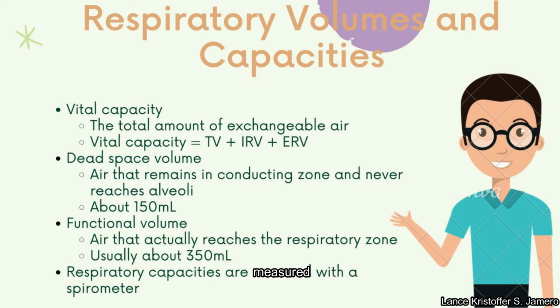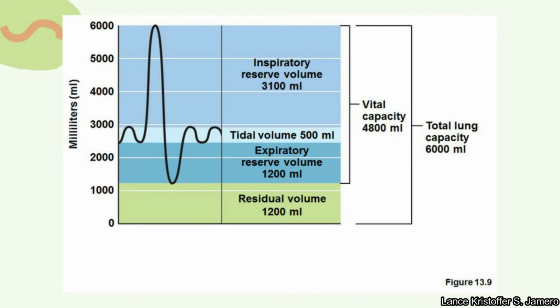Finally, we have the functional volume, which is the air that actually reaches the respiratory zone and is usually about 350 milliliters. Respiratory capacities are measured with a spirometer. In the next slide, you can see the total lung capacity measured in milliliters. The total is 6,000 milliliters and it is composed of the vital capacity, which is the inspiratory reserve volume, tidal volume, and the expiratory reserve volume, which makes up 4,800 milliliters of the total lung capacity. Then the remaining 1,200 milliliters is the residual volume.